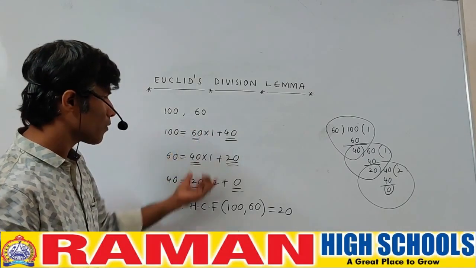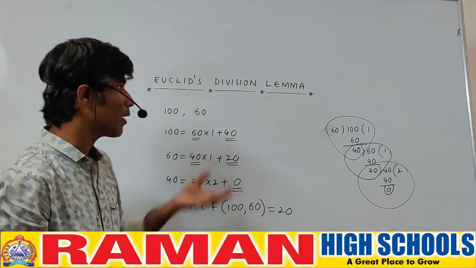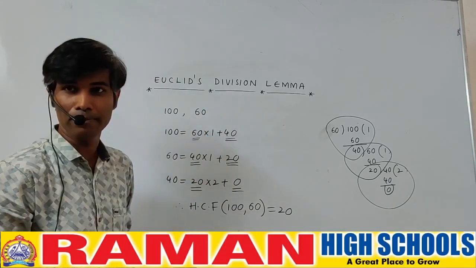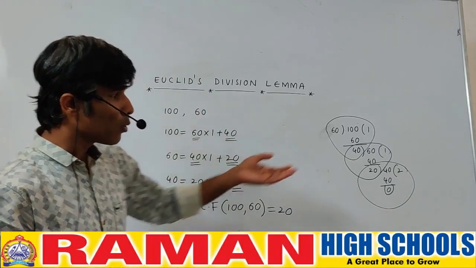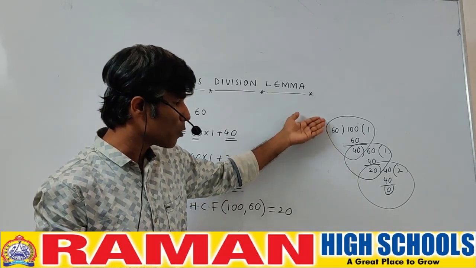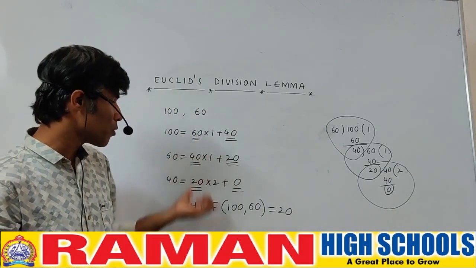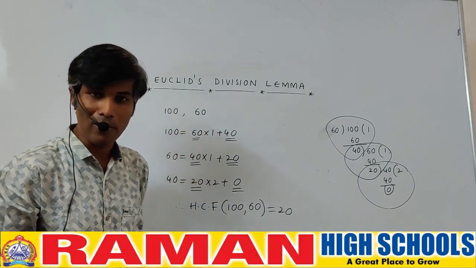So this process of calculating HCF is called finding HCF by using Euclid's division lemma. If you know how to calculate the HCF of two numbers by using the division method, finding the HCF of two numbers by using Euclid's division lemma is very easy.